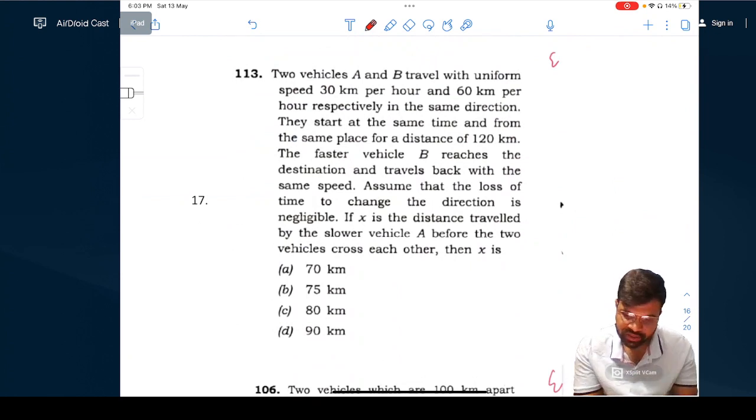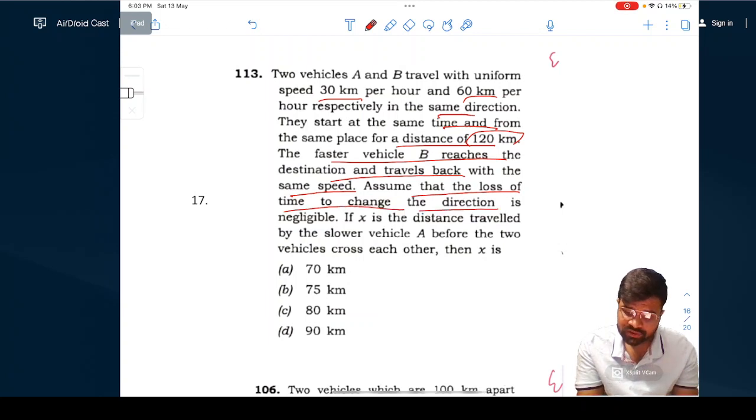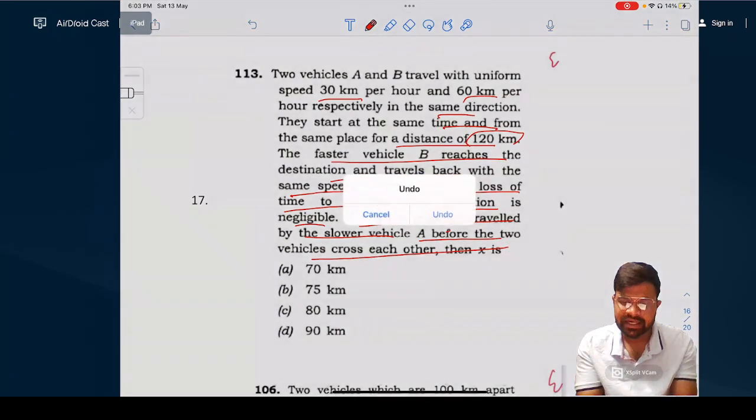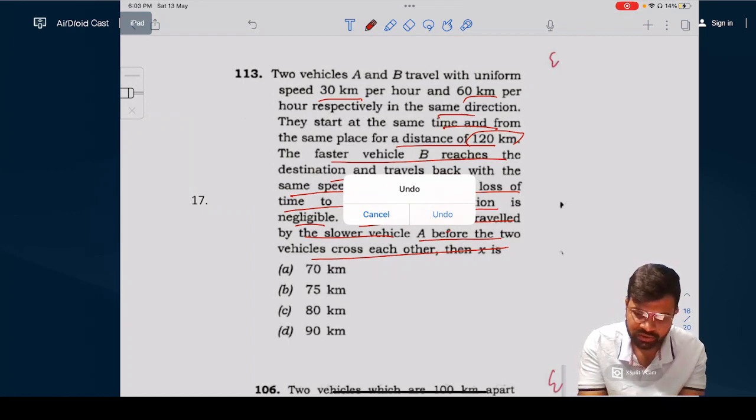Two vehicles A and B travel with a uniform speed of 30 km per hour and 60 km per hour. Two speeds are given, okay, in the same direction. They started at the same place for a distance of 120 km. The faster vehicle reaches the destination and travels back with the same speed. Assume that the loss of time to change the direction is negligible. If x is the distance traveled by the slower vehicle A before the two vehicles cross each other, then x is. So see, please try to understand this question. This is quite a difficult question in that respect.